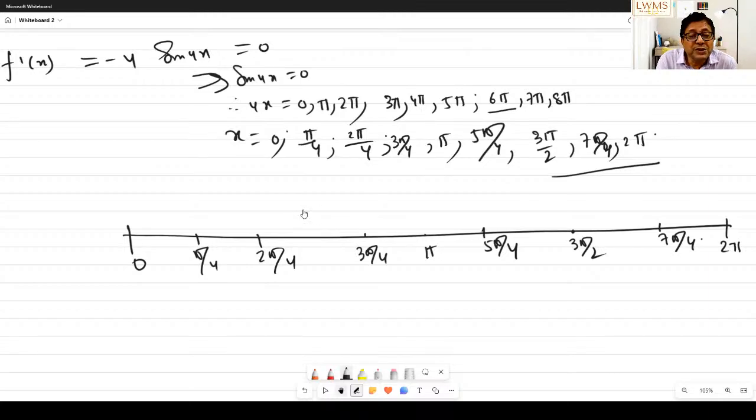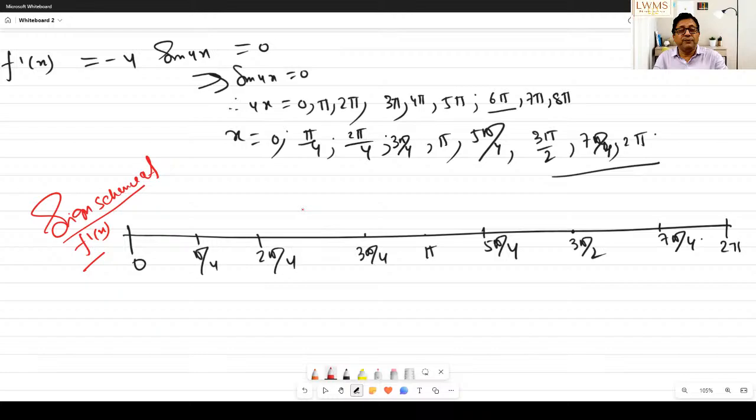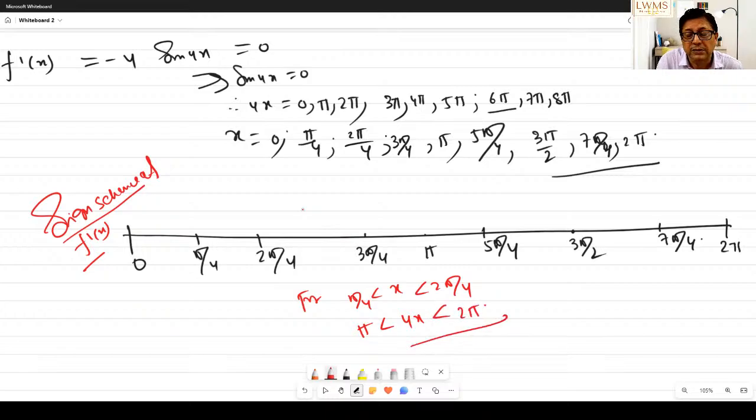Whose sign scheme we are going to consider? It is sign scheme of f dash x. Okay? 4 sine 4x. Let me take this interval. This is the shortest one, or this one, as you like. For x greater than pi by 4 less than 2 pi by 4, 4x will be greater than pi less than 2 pi.